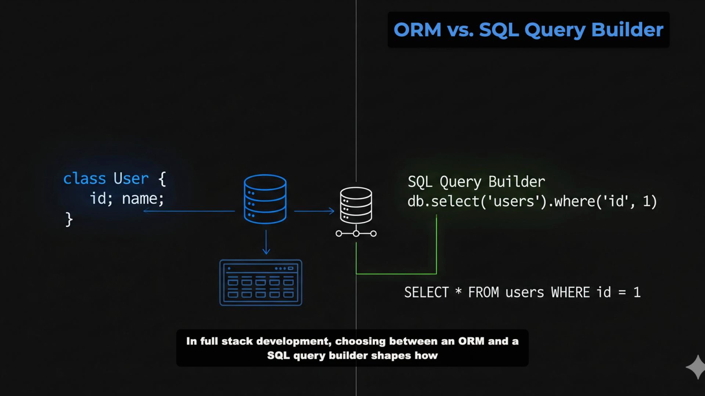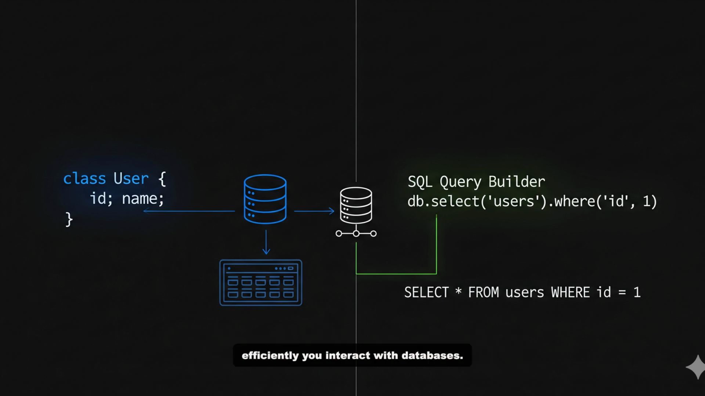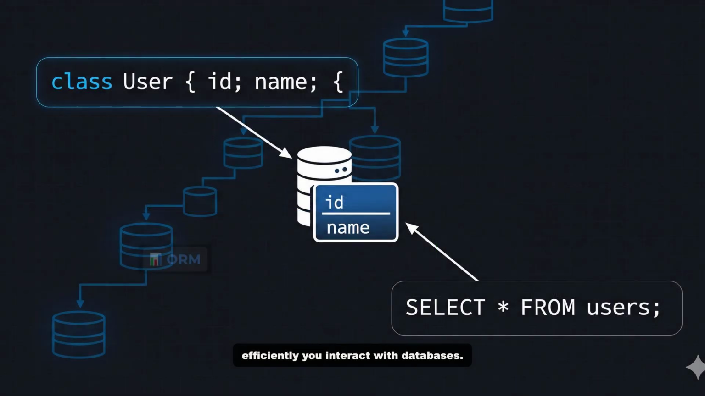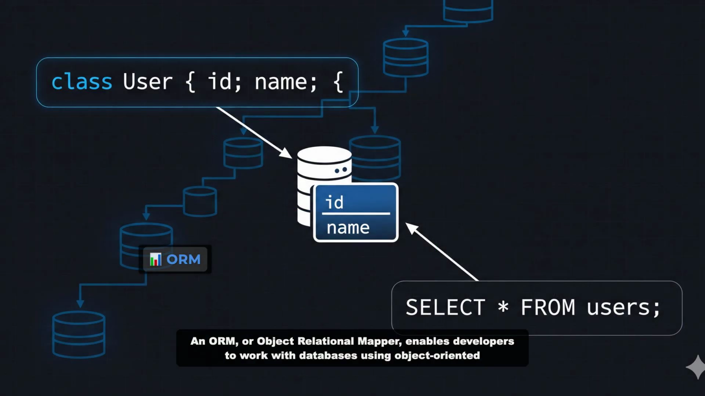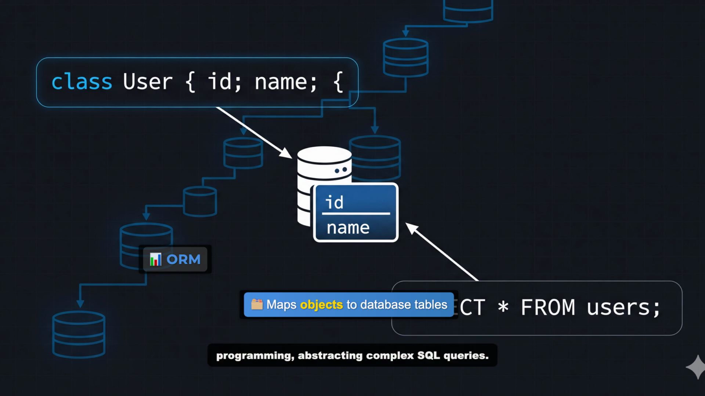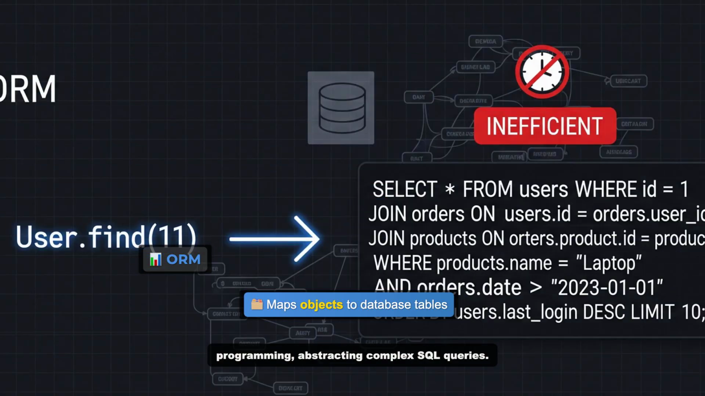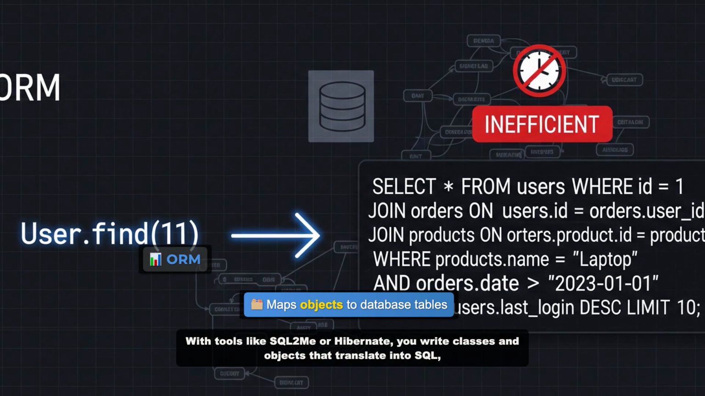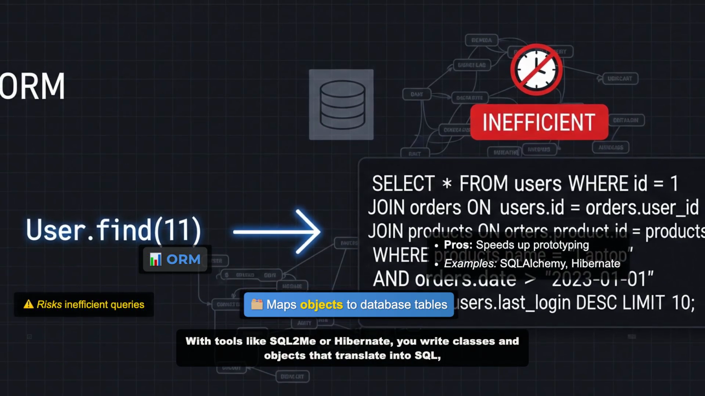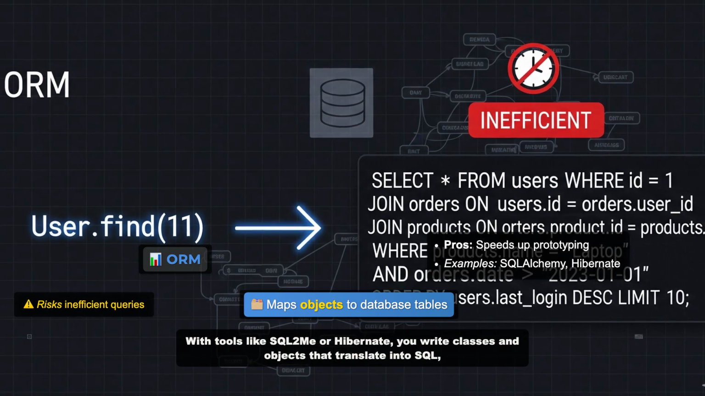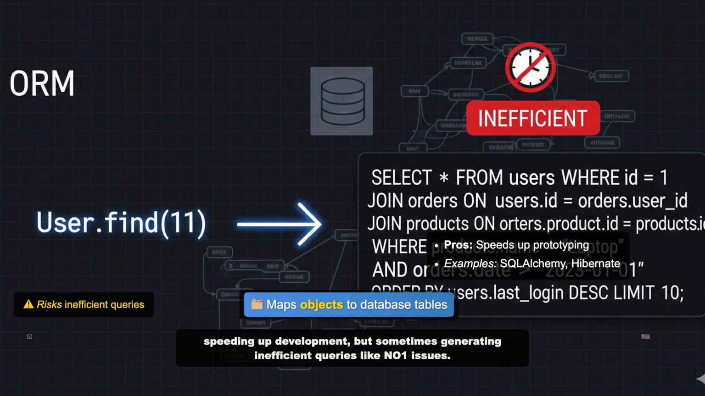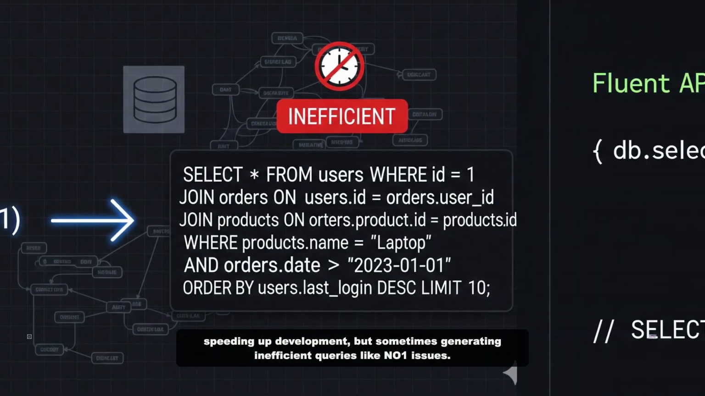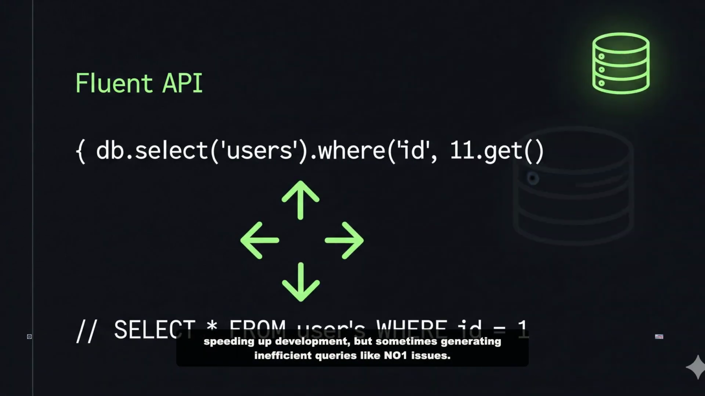In full-stack development, choosing between an ORM and a SQL query builder shapes how efficiently you interact with databases. An ORM, or Object Relational Mapper, enables developers to work with databases using object-oriented programming, abstracting complex SQL queries. With tools like Sequelize or Hibernate, you write classes and objects that translate into SQL, speeding up development, but sometimes generating inefficient queries like N+1 issues.